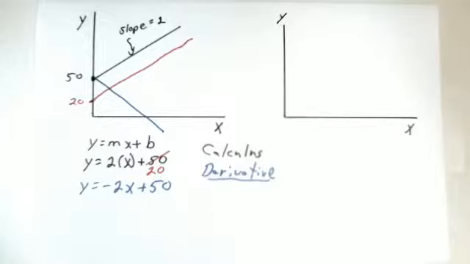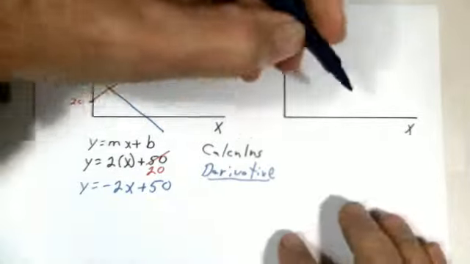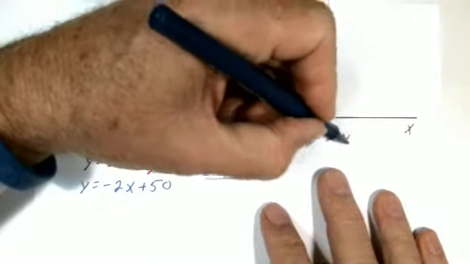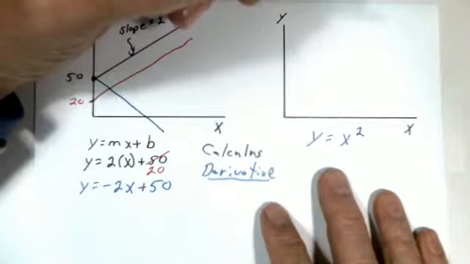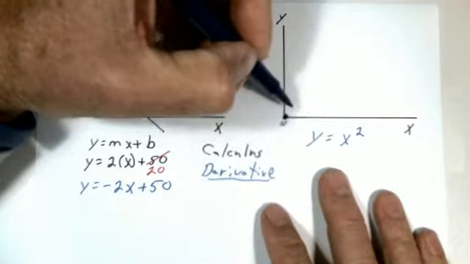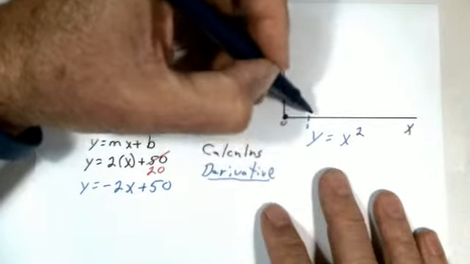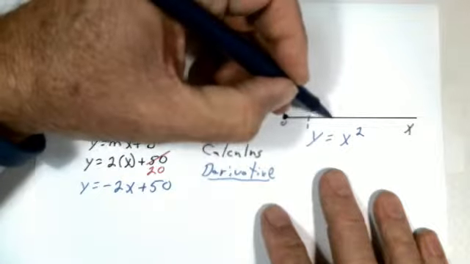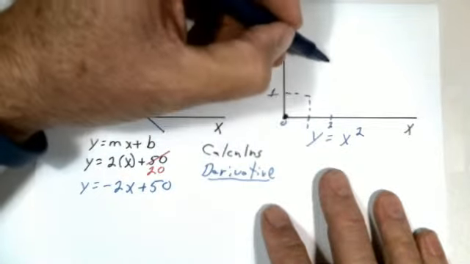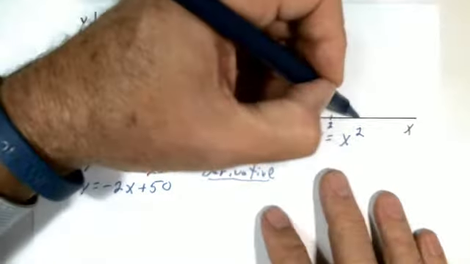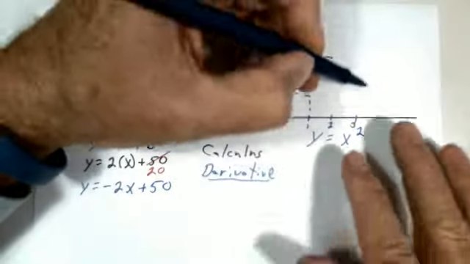Now the reason this is important is because a lot of functions aren't linear. They're nonlinear. So for example, suppose you had an equation like this: y is equal to x squared. Well, when x is 0, y would be 0, because 0 squared is 0. When x is 1, y would be 1, because 1 squared is 1. But now when x is 2, y would be 4, because 2 squared is 4. And when x is 3, y would be 9.